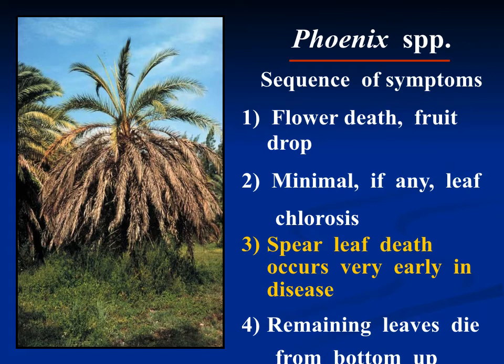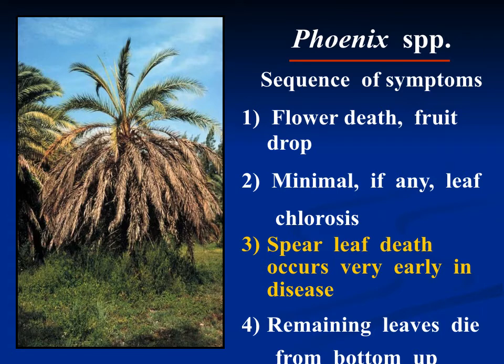Again, here's a sequence of symptoms on Phoenix palm species, or Phoenix spp. Flower death. Now, sometimes they're not flowering at certain times of the year. Followed by fruit drop. Minimal, if any, leaf chlorosis. It starts turning brown pretty quickly after that coppery color, but the early first few days will show a yellow, followed by the copper, and then rapidly turn brown.